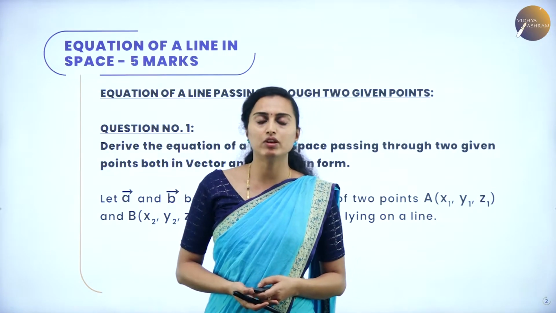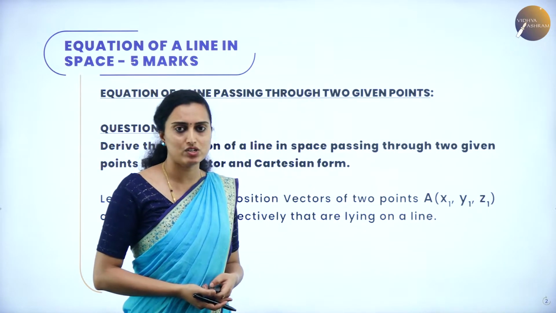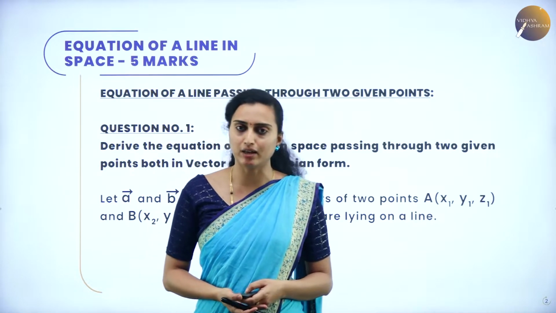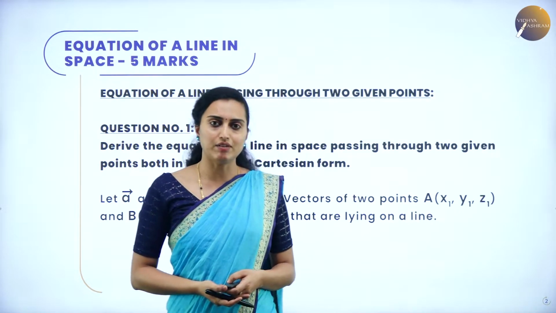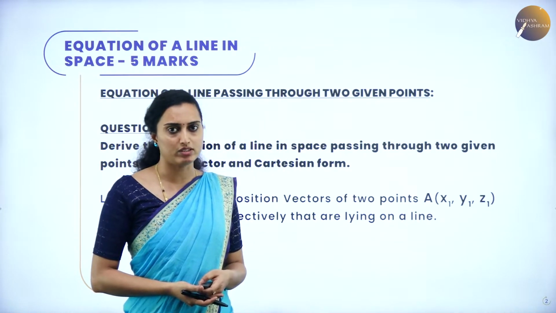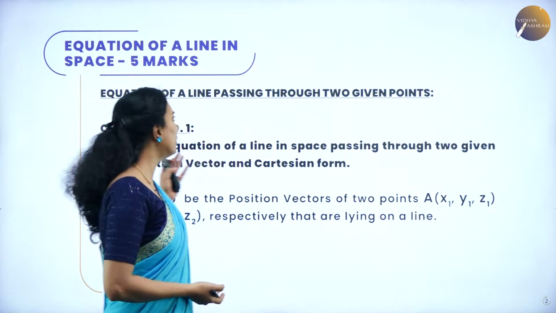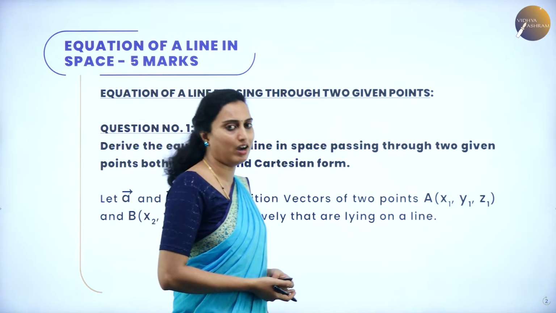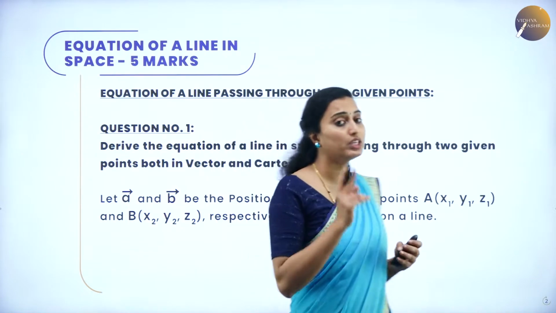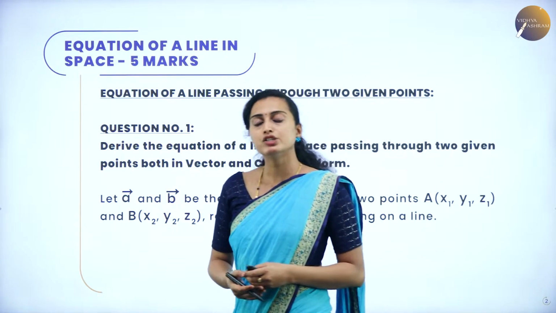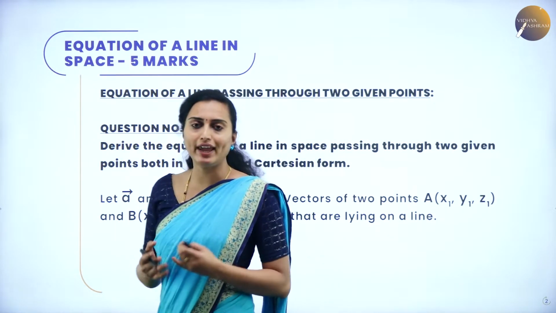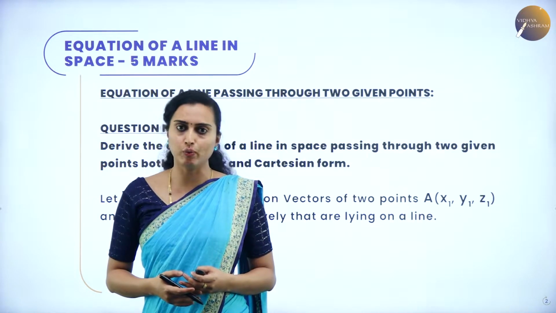Now, in this session, we are moving on to another derivation which is very important, as well as the diagram also. Based on this derivation only, we are going to solve the problems. Now, we'll be moving on to this one, that is the equation of a line passing through two given points. So, two given points, I am going to take as x1, y1, z1 and x2, y2, z2.